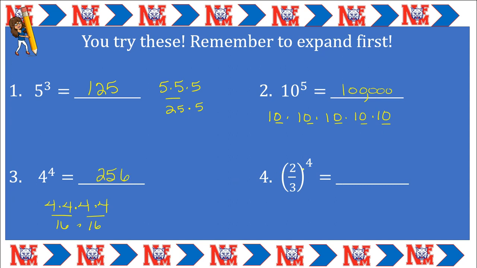And on number 4, notice that we have parentheses. So both the 2 and the 3, the 2/3, is the base. So we're going to expand 2/3 4 times. 2 times 2 is 4, times 2 is 8, times 2 is 16, over 3 times 3 is 9, times 3 is 27, times 3 is 81.